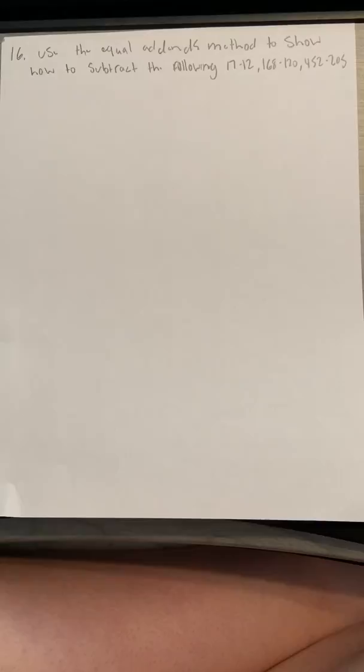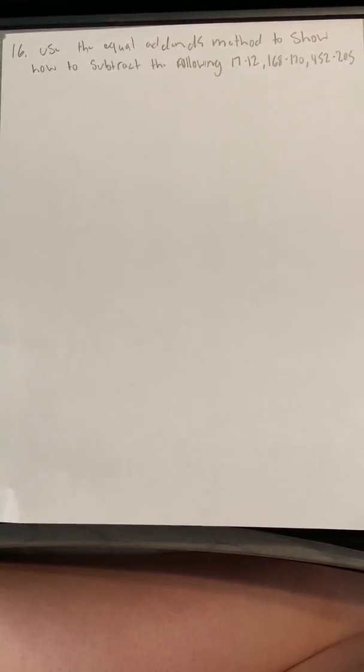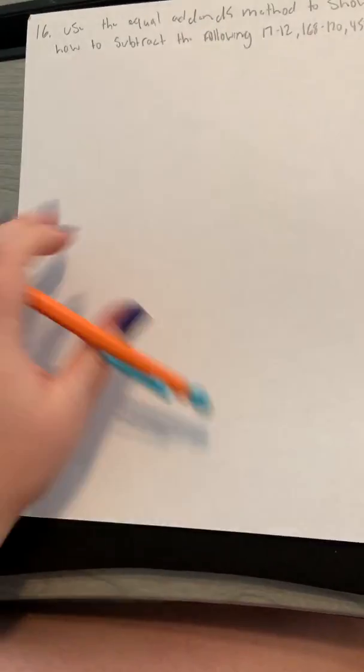So we're going to use the equal add-ins method to show how to subtract the following: 17 minus 12, 168 minus 120, and 452 minus 205. So we'll do the 17 minus 12 first.